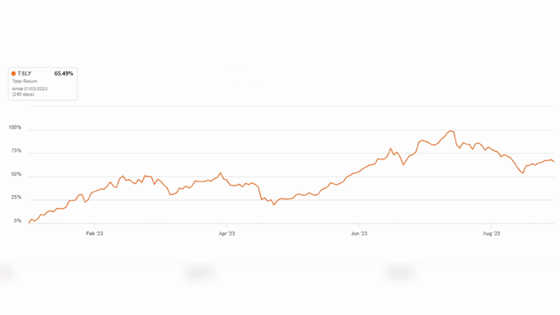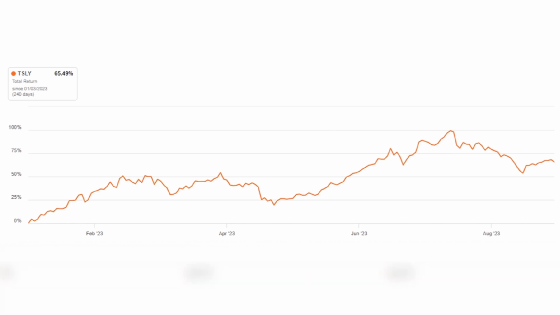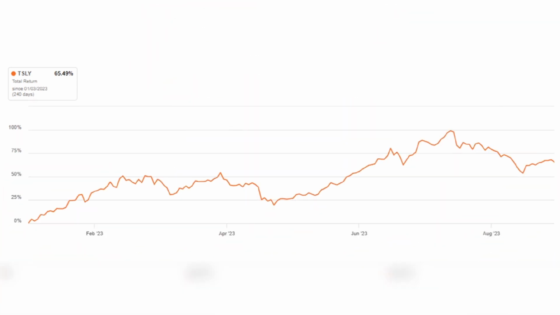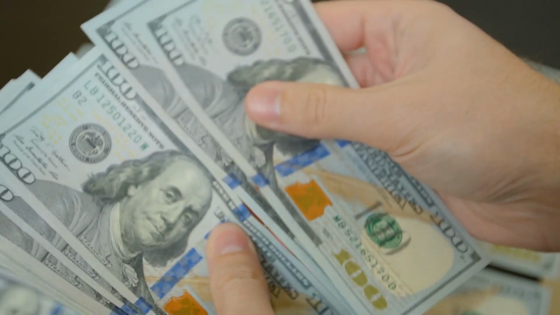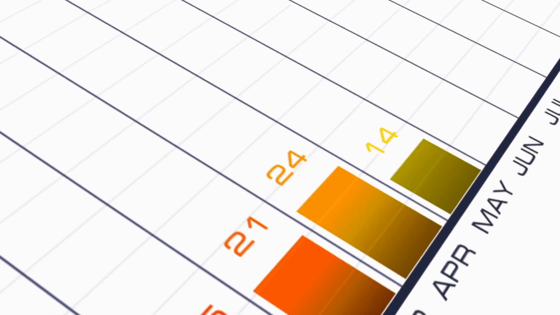While it's not as eye-catching as Tesla stock itself, the result still puts TSLY ahead of most investments in the market. SCHD offers a starting dividend yield of around 3.5%, making it an appealing choice for long-term investors who prioritize stability and consistent dividend growth. While it may not have the same eye-catching returns as TSLY in the short term, it is well known for its history of delivering higher dividends over time and a meaningful price appreciation for long-term growth. In contrast, TSLY has a remarkable dividend payout ratio, which is ideal for people seeking income on a monthly basis.